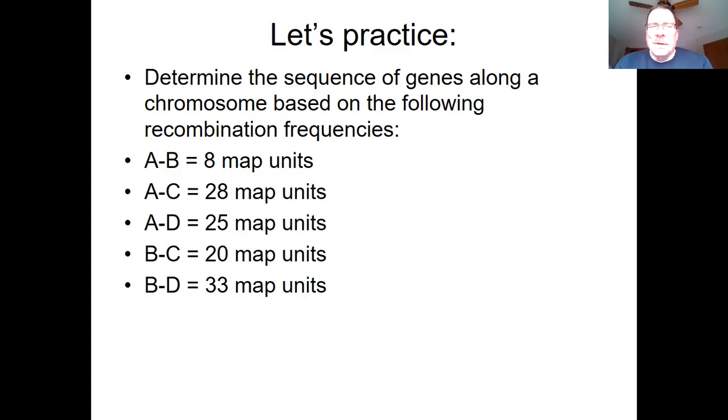So I'll let you look at this and do a little practice on it. We see that A and B are 8 map units, or 8%, apart, A to C 28, A to D 25, B to C 20, and B to D 33. And then your job is to pause right now and see if you can figure out the order.